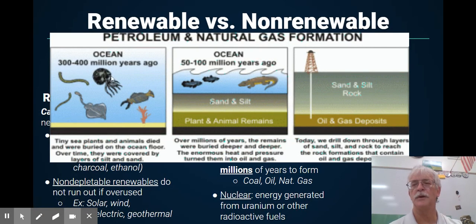For example, in petroleum, there are organisms that died 300 to 400 million years ago, either in the oceans or plant life on land. And they were buried under sand, silt, soil. And through millions and millions of years, the temperature got hotter, the pressure got higher, and it went from being organisms to basically just carbon and other basic molecules. And what we have to do now is drill down through sand, silt, and rock to get to the oil, gas, natural gas resources.